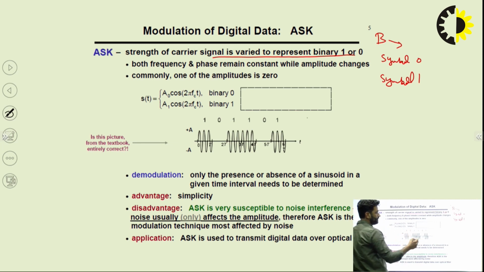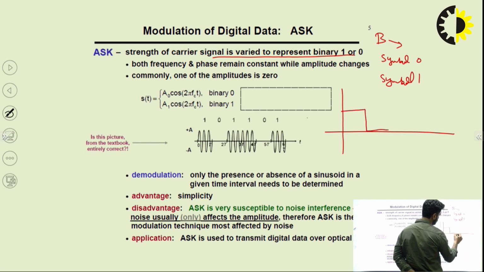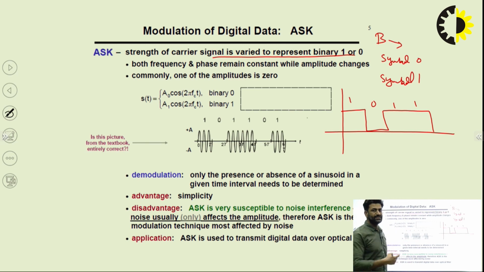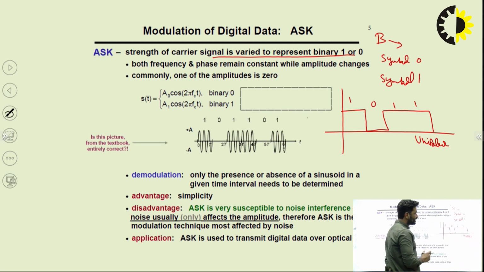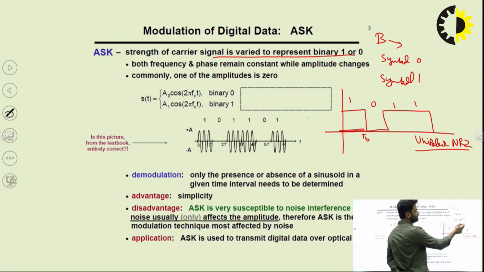Now we represent 1 as a plus 1 voltage and 0 as 0 voltage. Our data is 1 0 1 0 1 1. This is the line coding technique we are using here: unipolar. Is it RZ or NRZ? You can see that for the whole TB duration we are representing it, so it is unipolar NRZ. This data is represented by the unipolar NRZ type.